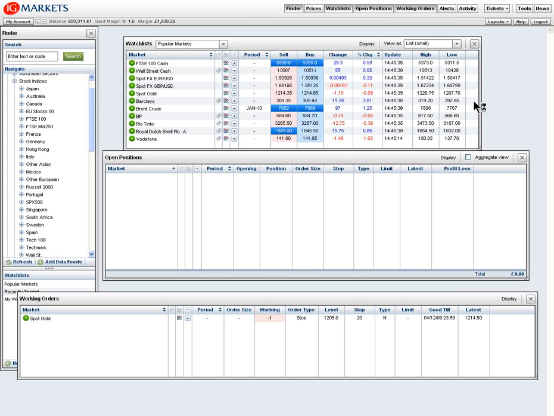But short selling really is as easy as that. It's one of these things that you really shouldn't have to tie yourself up in knots with. All the markets we quote can be traded in both directions, whether it's shares or currencies or commodities or indices.